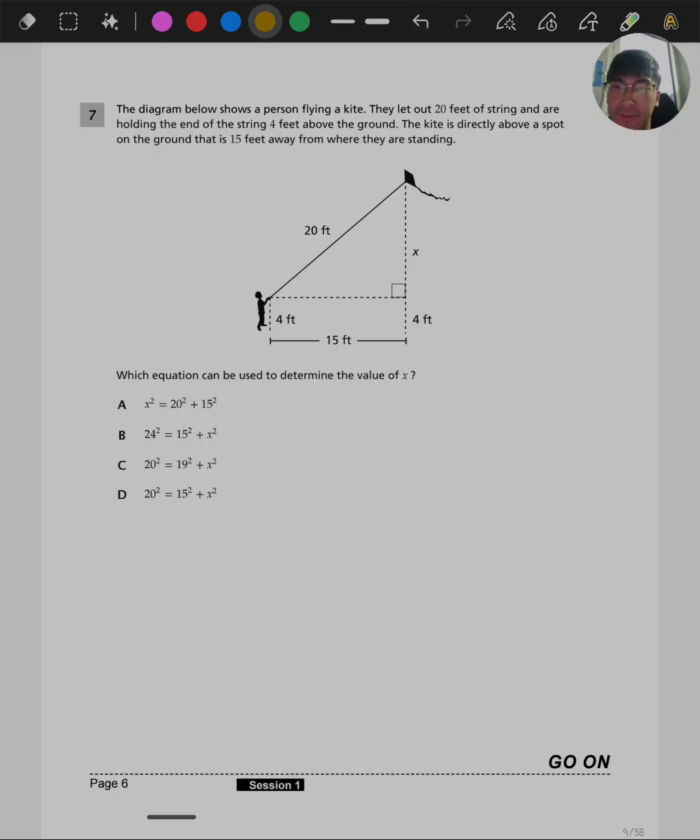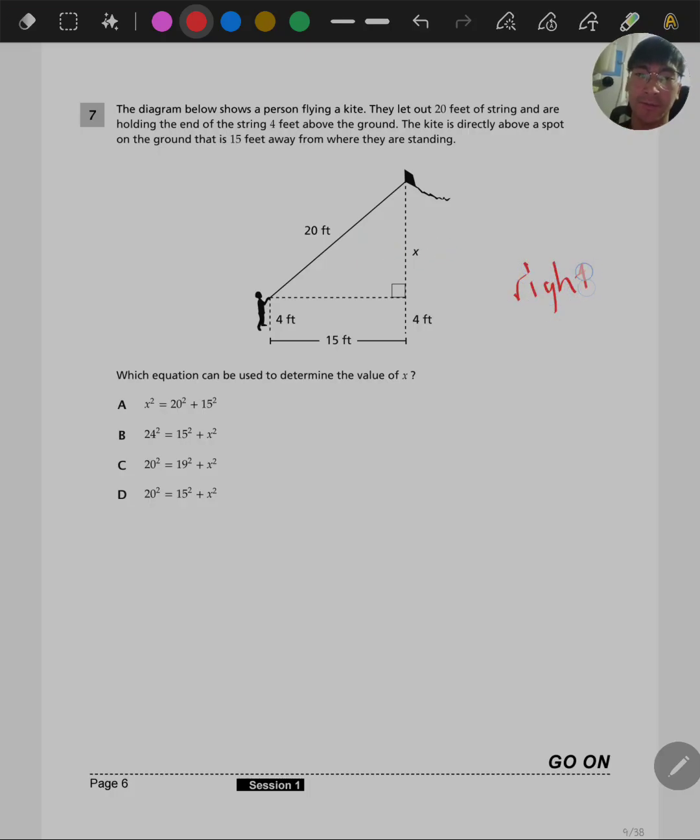Okay, number 7. When I first saw this question, I was like, whoa, I think my higher level math is biasing this. I'm trying to use all the information that they gave, but you don't need all of this information here. The main idea is that you have a right triangle.